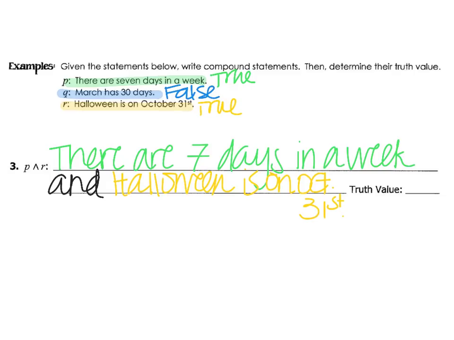Now we want to determine the truth value of this conjunction, of this compound statement. So there are 7 days in a week is a true statement, and Halloween is on October 31st, also a true statement. So because both of our statements are true, both have a truth value of true, then our entire conjunction is in fact true. All right, we just did example number 1, and that had a true and a false, so therefore it was false. This has 2 true statements, so the truth value of this entire conjunction is true.